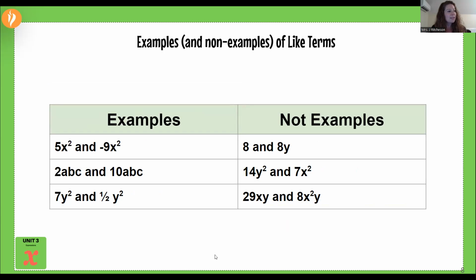Here our variables are ABC and ABC. That means that these two are like terms. Here we have the same y squared and y squared. So 7y squared and 1/2 y squared are like terms.